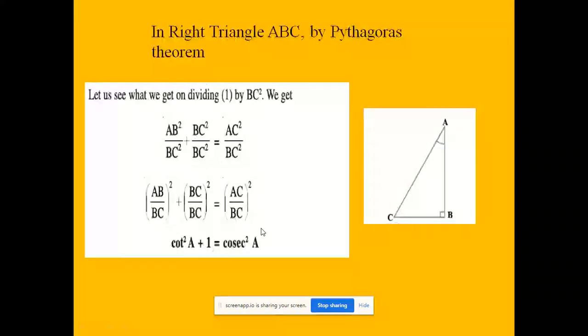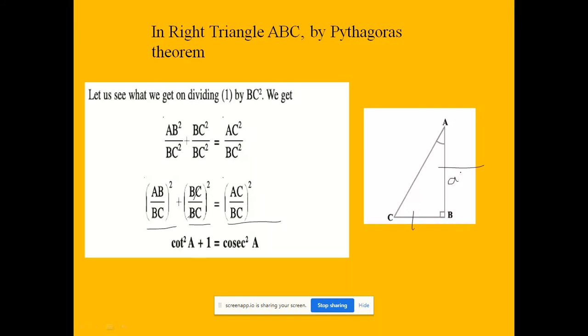Now we'll go to the next one. Before, we divided the first equation by AC square and AB square. Now we divide both sides by BC square. If we divide by BC square, AB square by BC square plus BC square by BC square is equal to AC square by BC square. So AB square by BC square is nothing but AB by BC whole square, BC square by BC square is nothing but BC by BC whole square, and AC square by BC square is nothing but AC by BC whole square. Here BC gets cancelled, it is one square. So that AB by BC, here AB by BC.